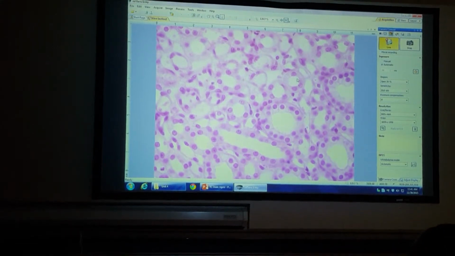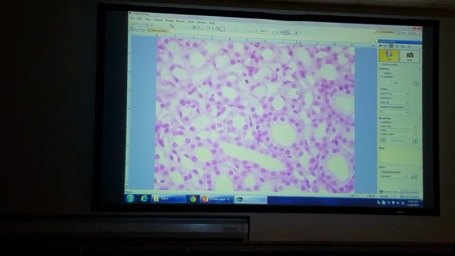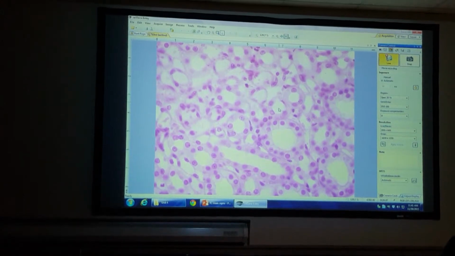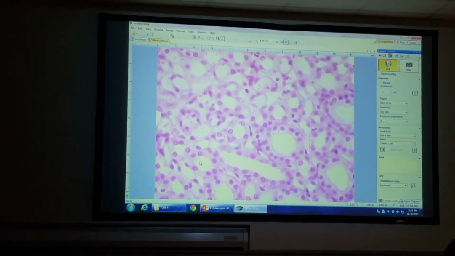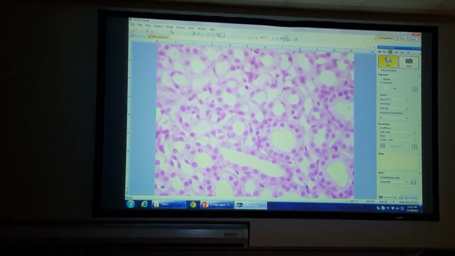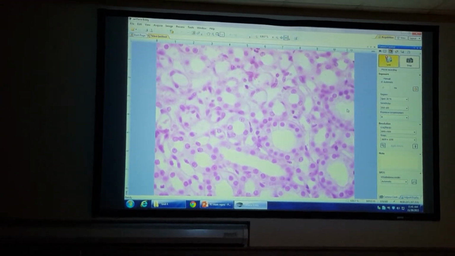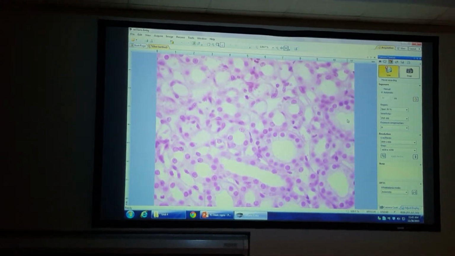So what's this one here? Thick limb of the loop of Henle. What's this one down here? Collecting duct. How about this one here? Thick limb of the loop of Henle. How about over here? This one. Thick limb of the loop of Henle. How about over here? Collecting duct. So you've got to kind of just bounce around with your eyes and train yourself to pick them out by looking at that epithelium. Okay.